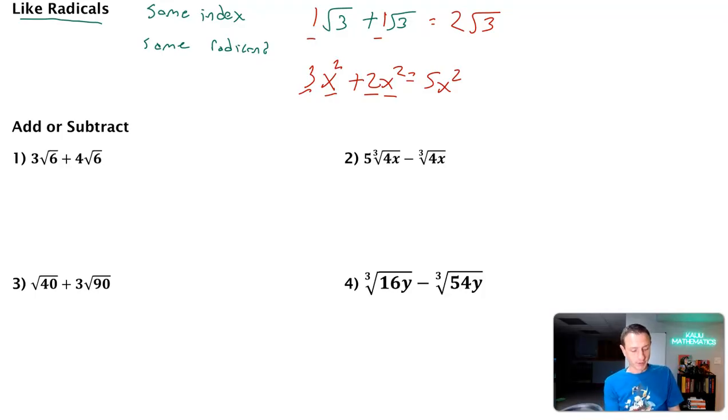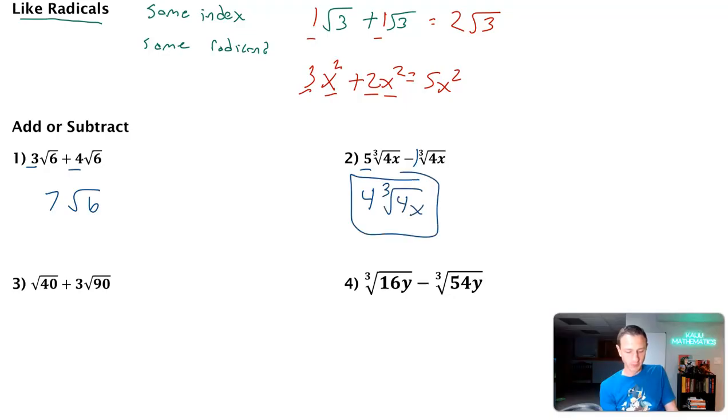On number 1, 3 root 6 plus 4 root 6. The 6 and 6 are the same, and I have the same index, they're both square roots, so I do 3 plus 4, which is 7, so I get 7 square root of 6. Done. Next one, I have 5 cube root of 4x minus the cube root of 4x. They're both cube roots, both have 4x, so they are in fact like terms. So this is 5 minus 1 cube root of 4x, and 5 minus 1 is 4. So 4 cube root 4x.